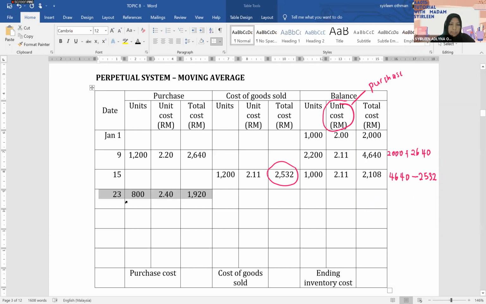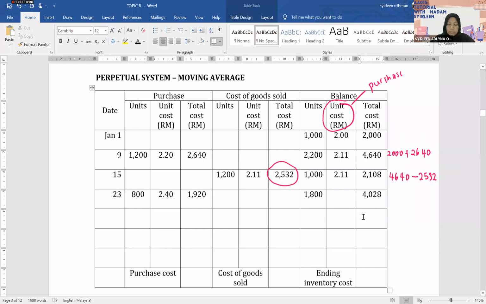So, bila kita beli, harga akan bertukar. So, you ada 1,000 unit dekat sini. Additional is 800. So, new total will be 1,800. Okay. Alright. So, just now, you have 2,108. So, kita akan tambah dengan 1,920. Okay. So, dekat sini akan jadi 4,028. Okay. Kita bahagi dengan 1,800 unit.